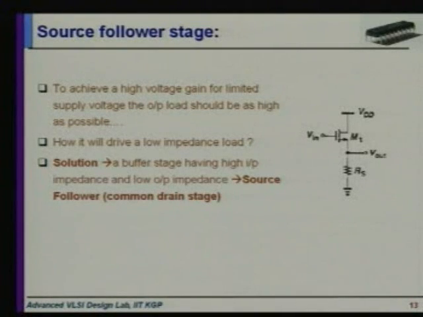Now I am going to the source follower. We know that to achieve a high voltage gain for limited supply voltage, the output load should be as high as possible, I have already said. But how will it drive a low impedance load then? To drive a low impedance load, the solution is we have to use a buffer stage having a high input impedance, so that the CS stage can see the high input impedance, and a low output impedance, so that we can readily drive that particular load. This can be realized by the common drain amplifier, that is nothing but the source follower stage.